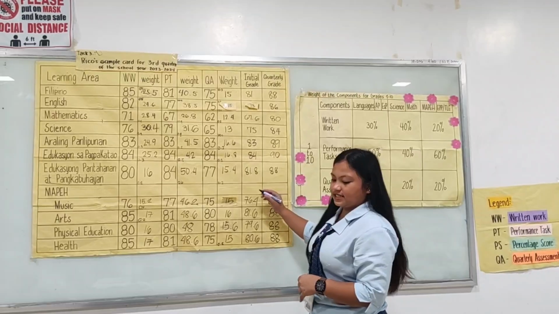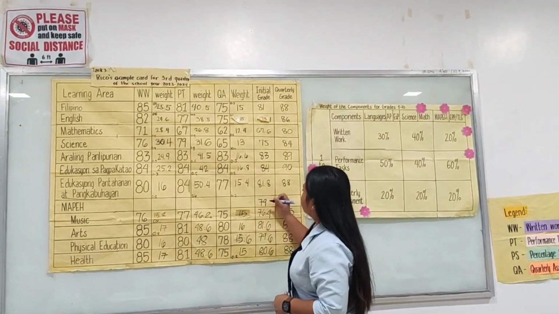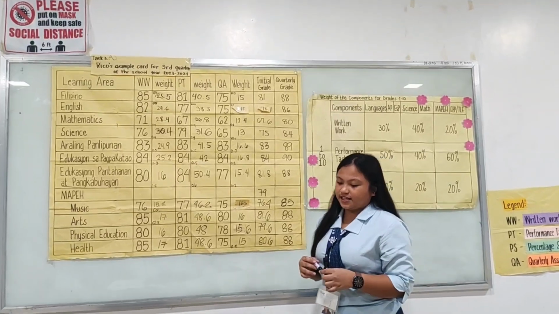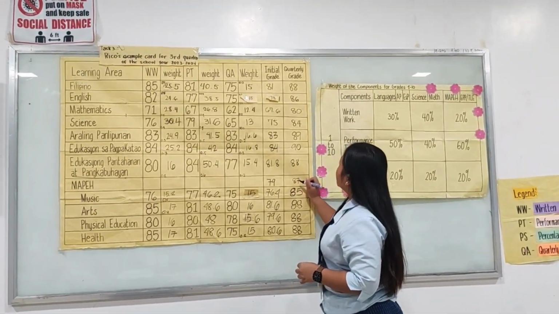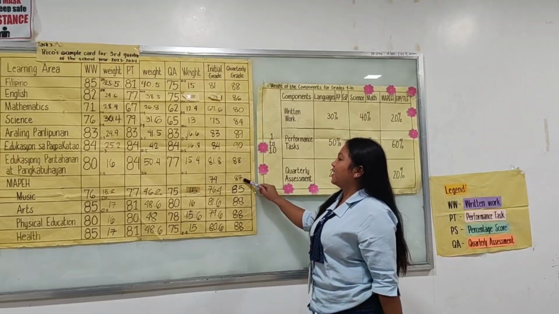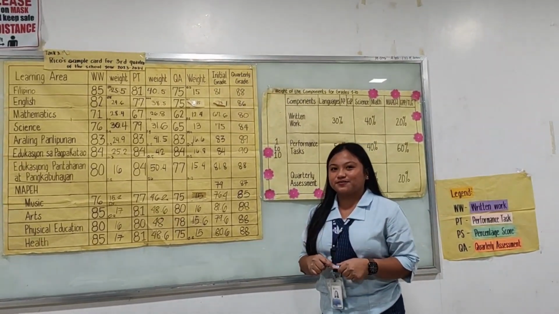So the total is 79. So the transmuted grade of 79 is 87. So 87 is Rico's quarterly grade in the MAPEH subject.